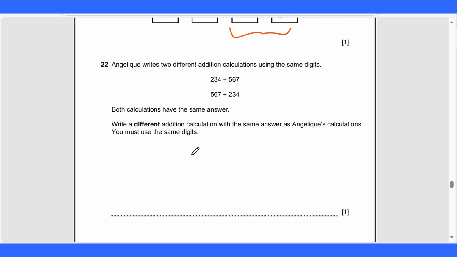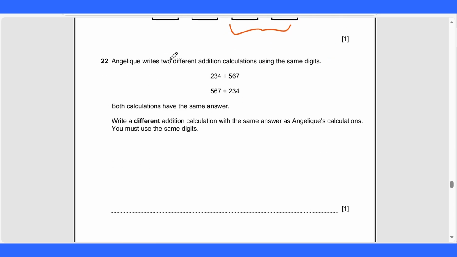Let's move on. 22. Angelique writes 2 different addition calculations using the same digits. Both calculations have the same answer. Write a different addition calculation with the same answer as Angelique's calculations. You must use the same digits. 10 seconds.